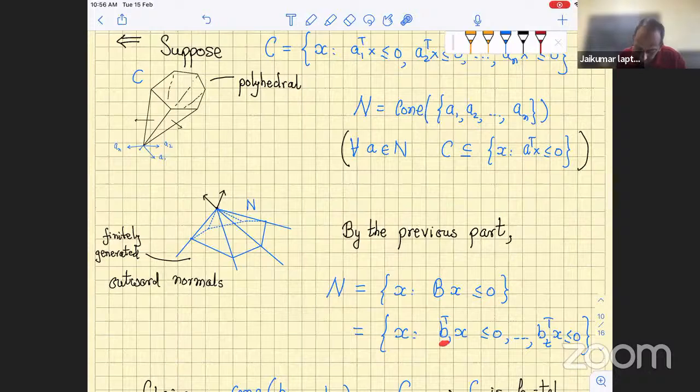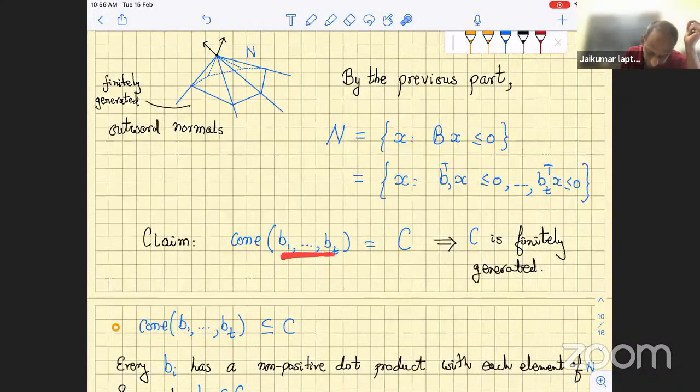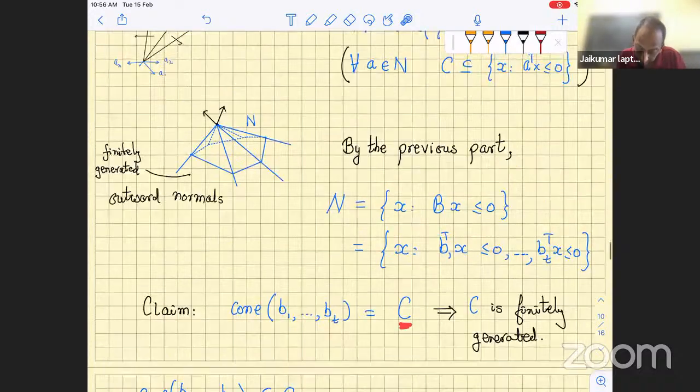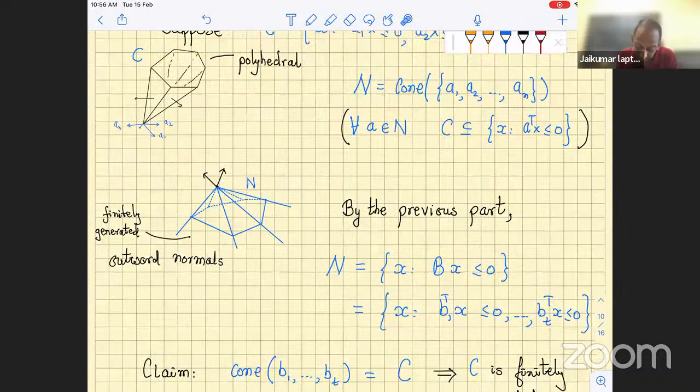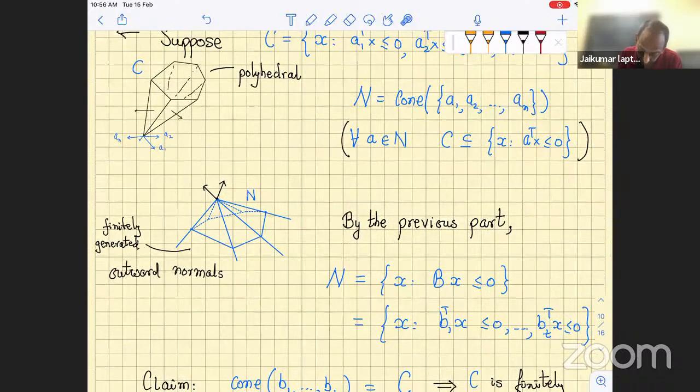Look at this bi. We need to show that each of these bi's is in the original cone C. If we show that each of these bi's is in the original cone C, then their entire non-negative linear combination will also be inside C because C is closed under non-negative linear combinations. So we need to show that each of these bi's is in this cone. Now, what are these x's here? These were x's which were generated.